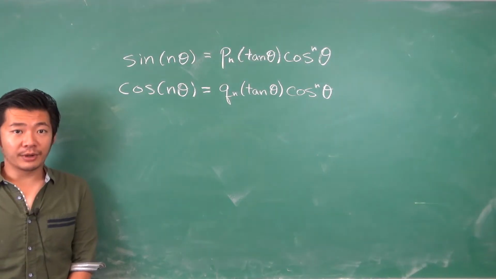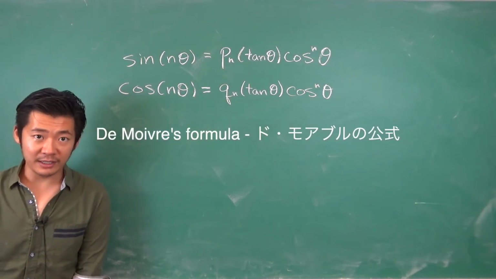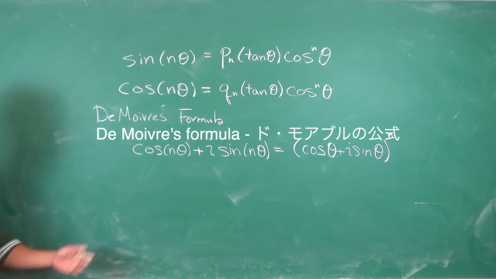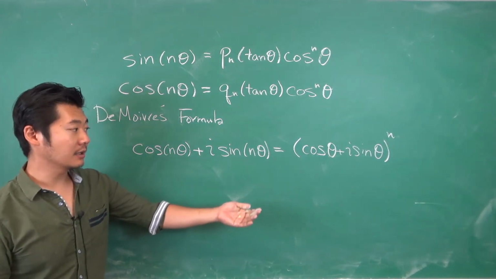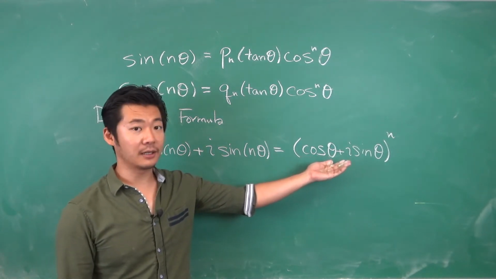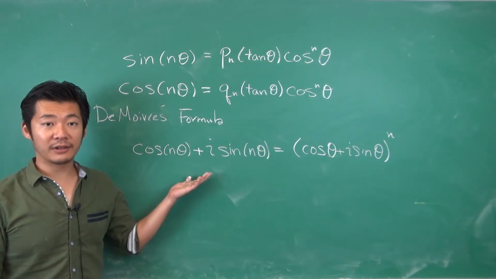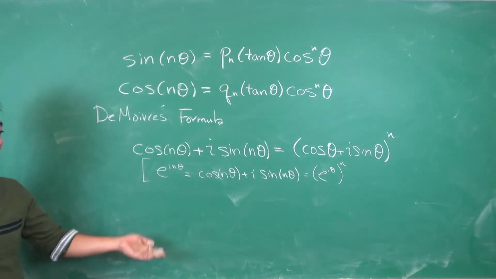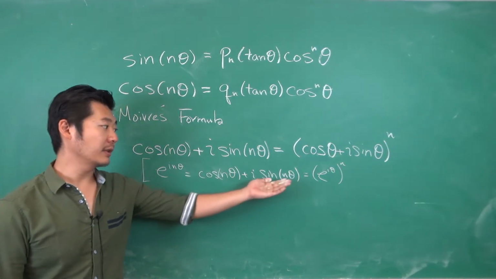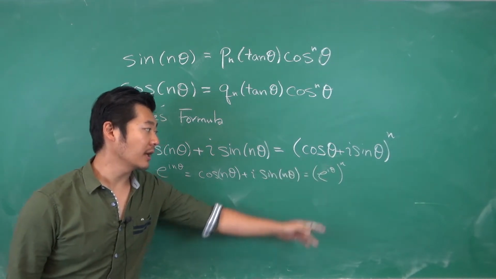To show the second part, we'll have to use de Moivre's formula. That cosine of n theta plus i sine n theta is cosine theta plus i sine theta to the n. This formula follows from Euler's formula, that e to the i n theta is this term, but that's just e to the i theta to the n.